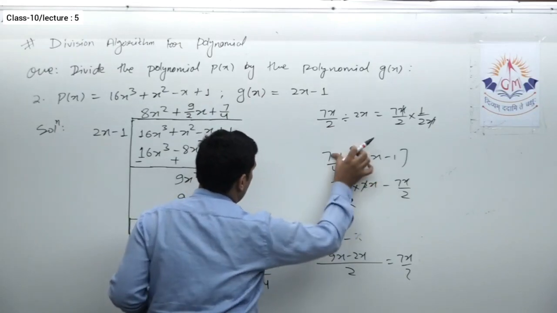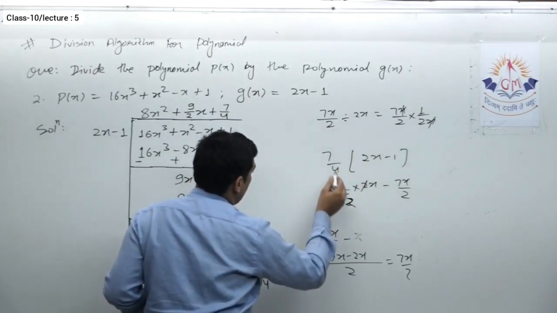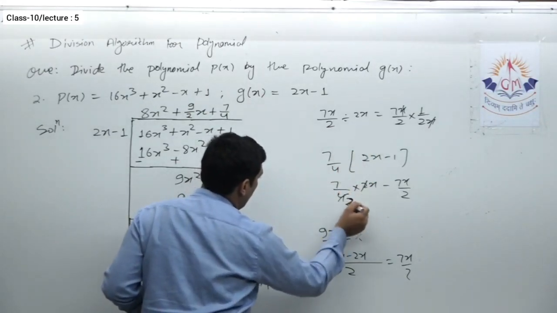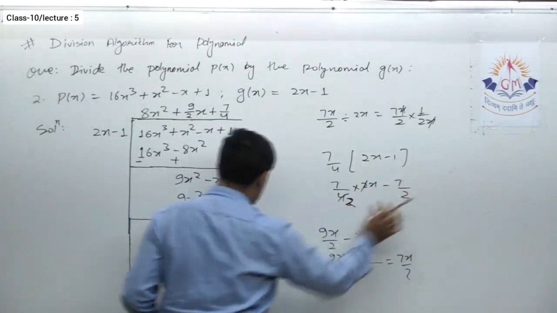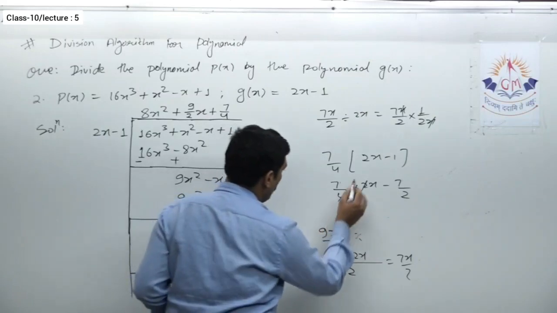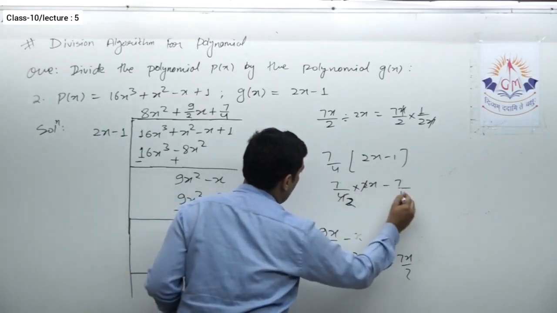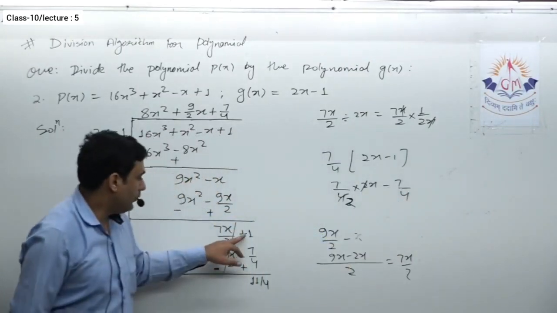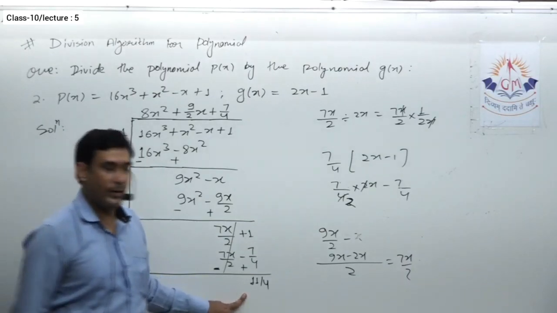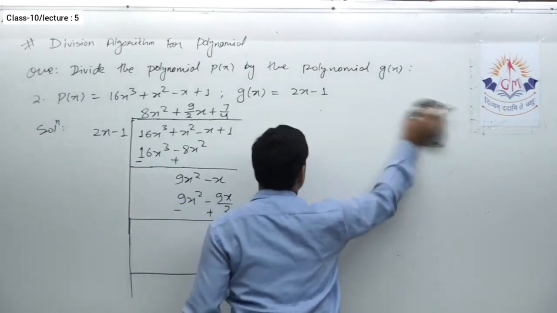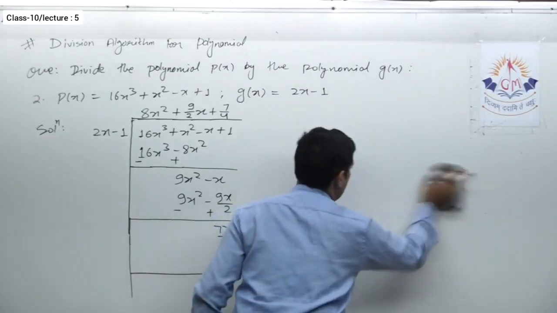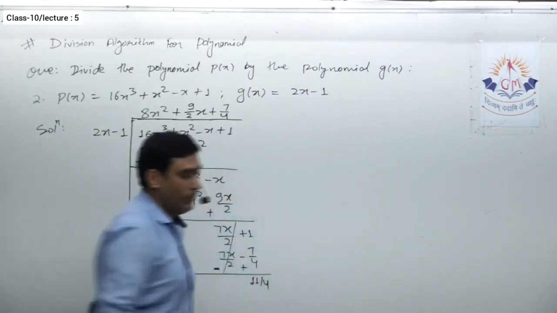This is 7 by 4. Okay, 7x by 2. And when I multiply with this, I will get 7 by 4 into this, so minus 7 by 4. Now 1 plus 7 by 4 gives you 11 by 4. So this is the final solution. Here we'll conclude what the remainder and quotient polynomial are.